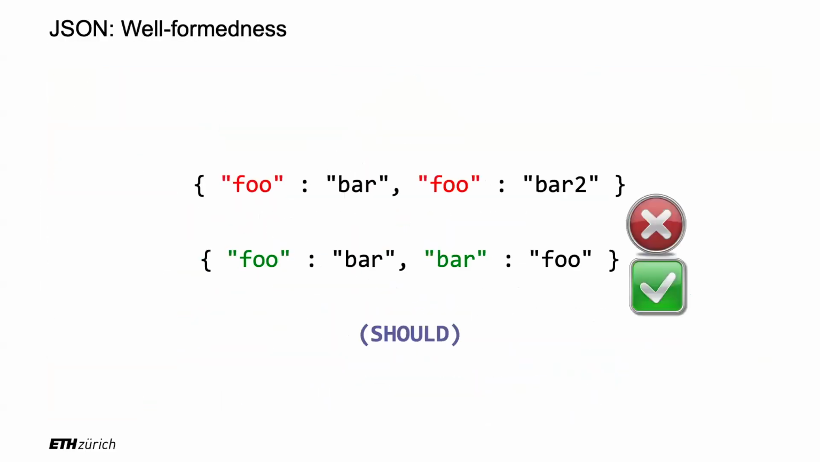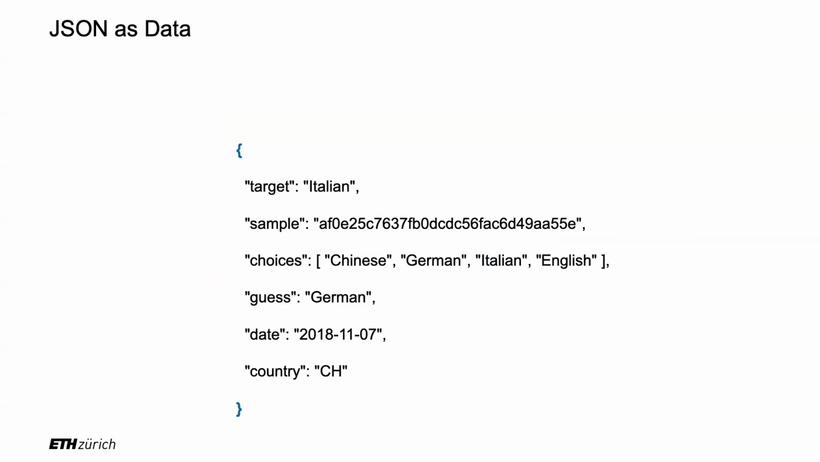Okay. So this is an example of a data set that you can download from the internet. This one, I think, has several millions of such objects, 1 object per line. I just nicely put it on multiple lines for you to read, but in fact, it's all on the same line. And you see target Italian, sample, choices. We have a list of choices. That's an example of use of an array, of a nested array. Guess German, date, country, and so on.